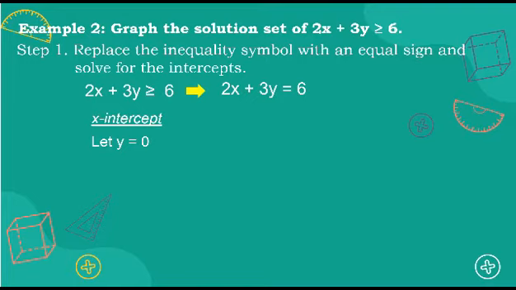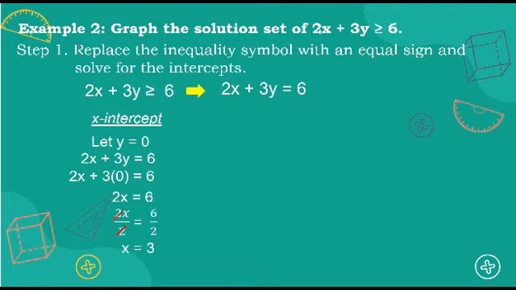We let y equal 0. So it becomes 2x + 3(0) = 6. So 2x = 6. Dividing both sides by 2, we have x = 3. So the ordered pair of the x-intercept is (3, 0).